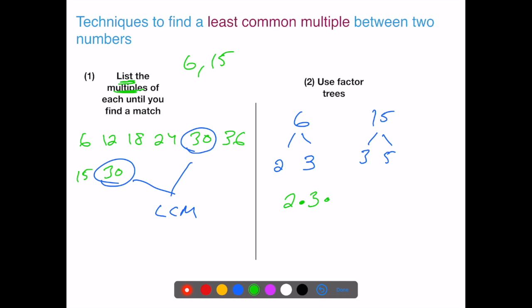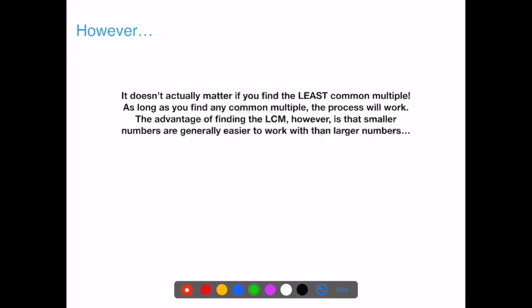But I do need the 5 since we don't have a 5 yet. So now 2 times 3 is 6, times 5 is 30. So either way, we're going to get the same thing. What you'll notice though is if it ends up being a large number, the factor tree will still get you there really quickly. Whereas listing the multiples, you could be doing that for a little while. So this is definitely the fastest way to do it if you need to, and probably the most effective. But back to the main point.